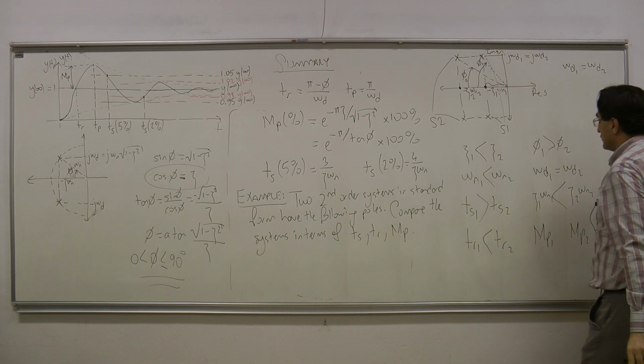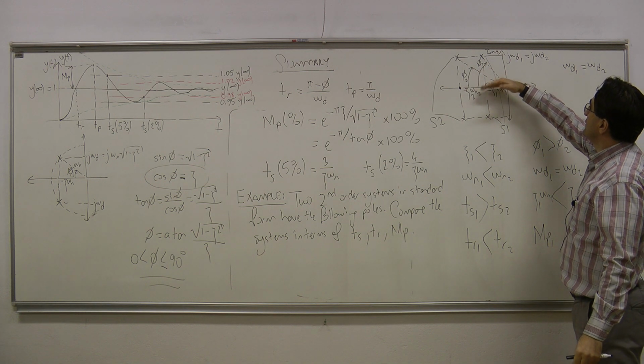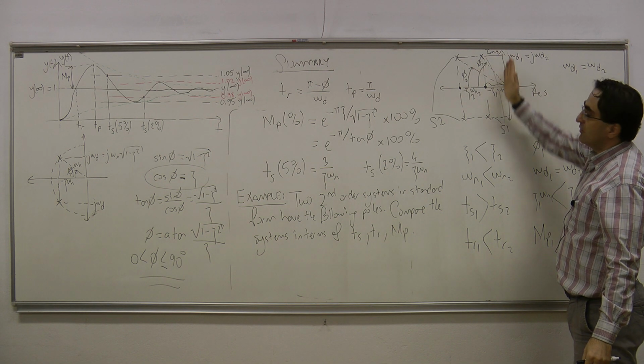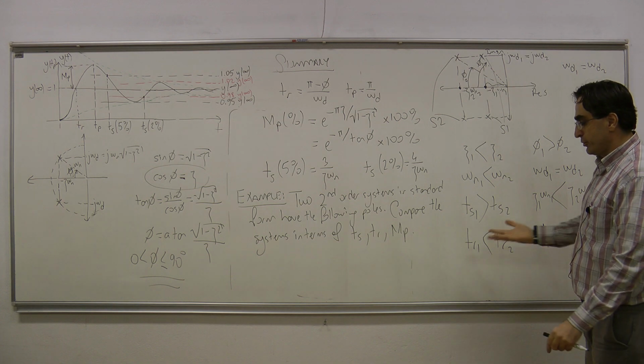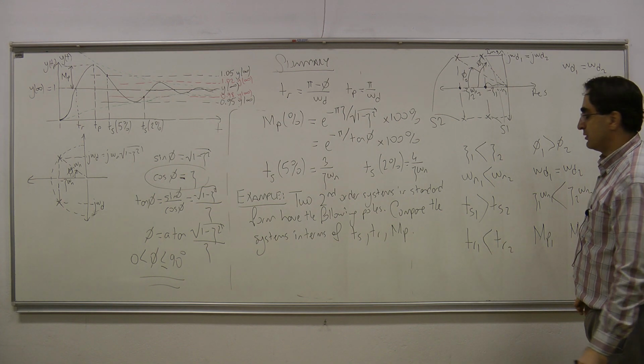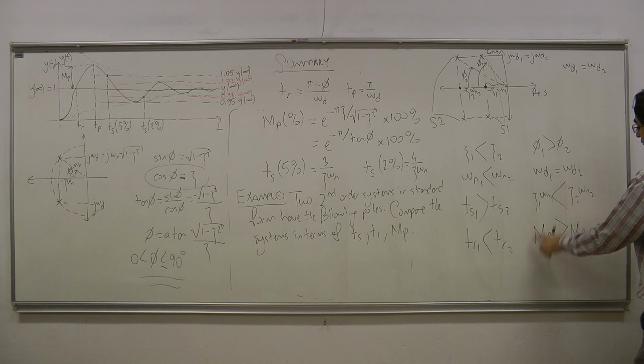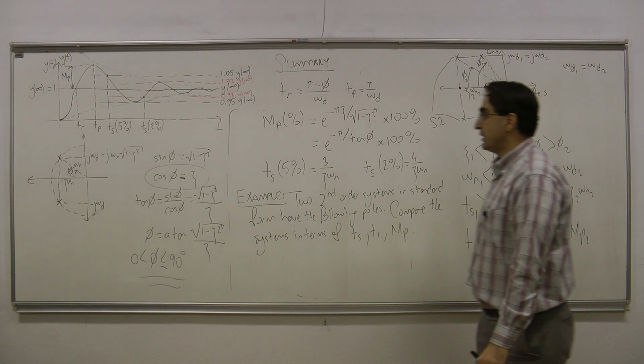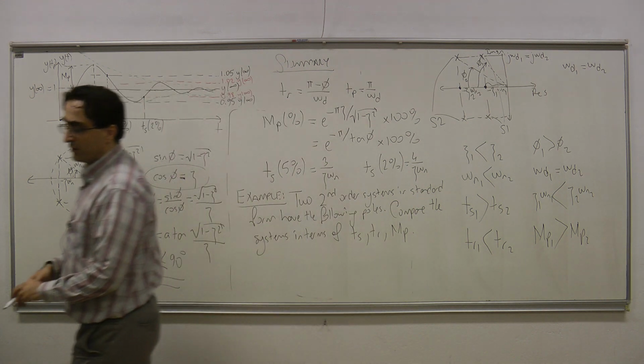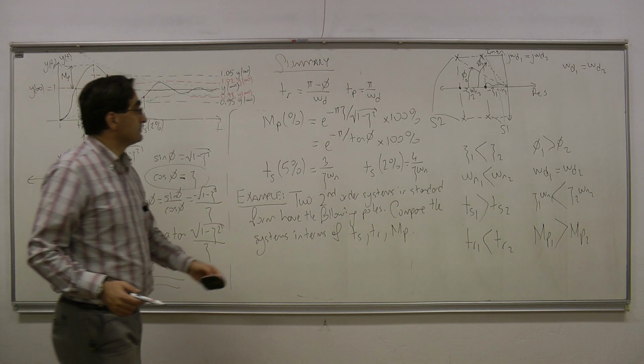So which means that the system with the larger angle is going to have the larger overshoot here. Since phi 1 is larger than phi 2, we have a larger maximum overshoot for the first system.